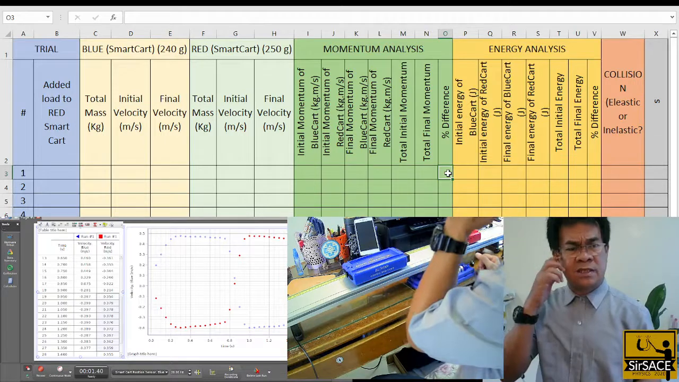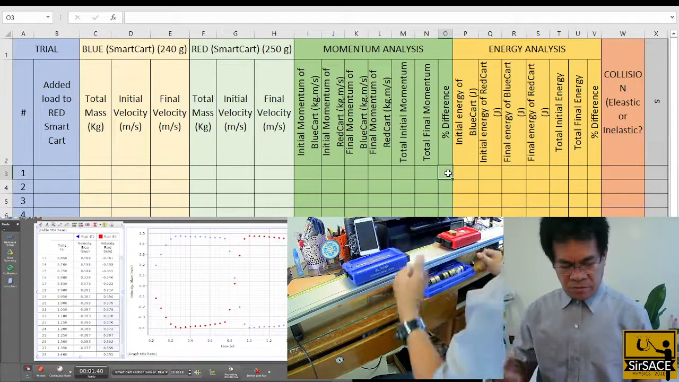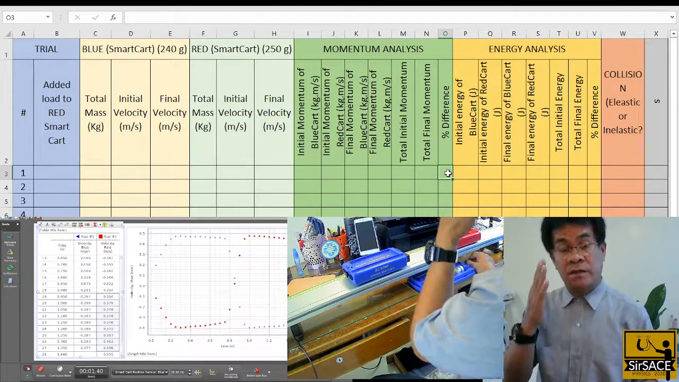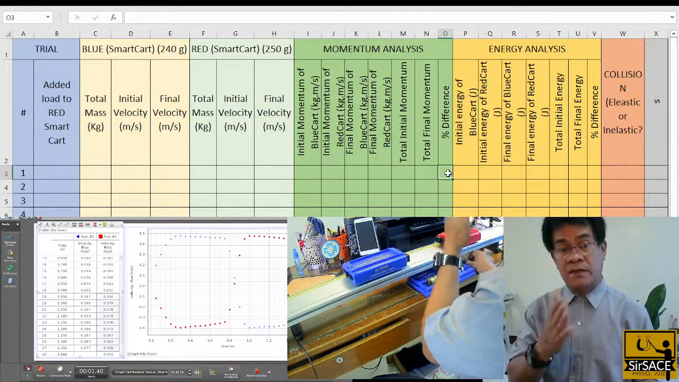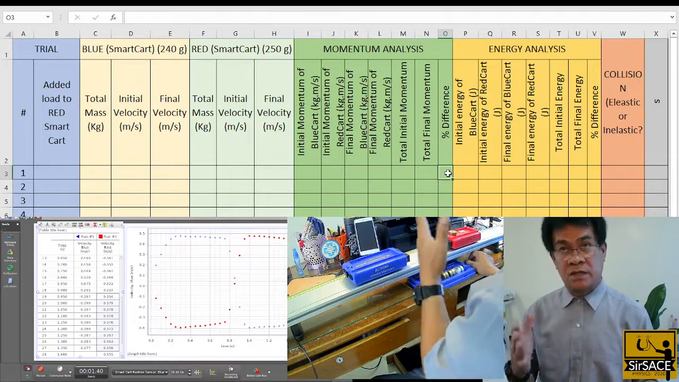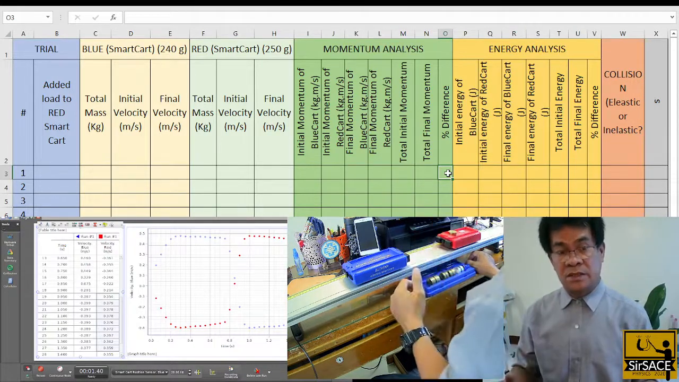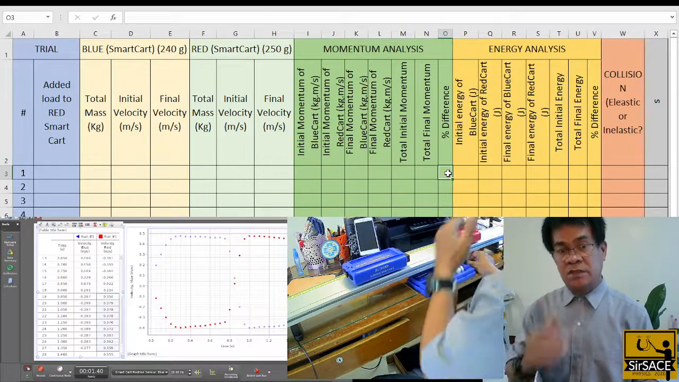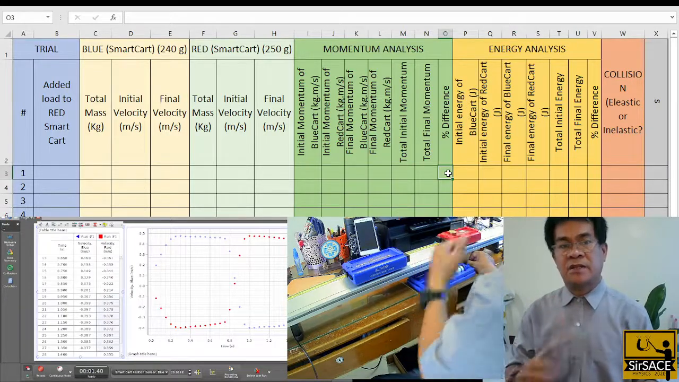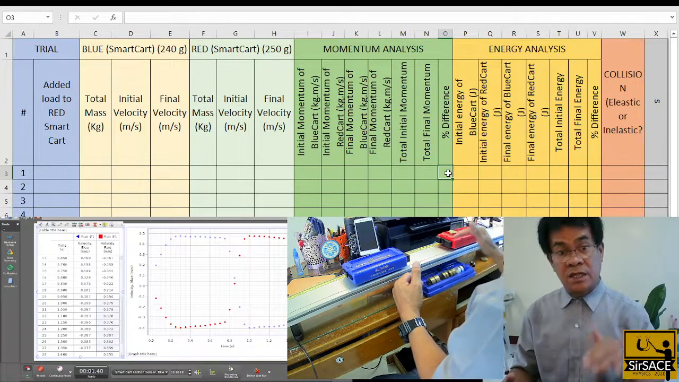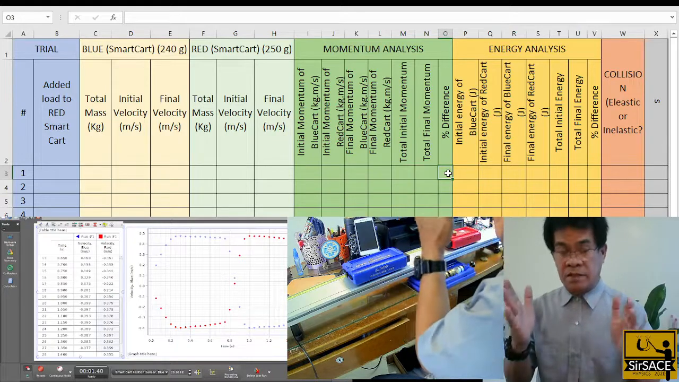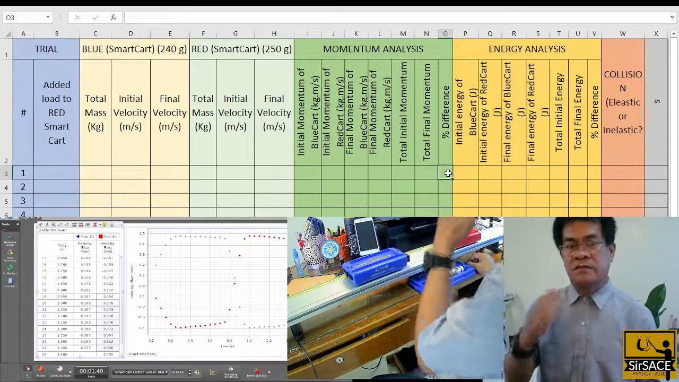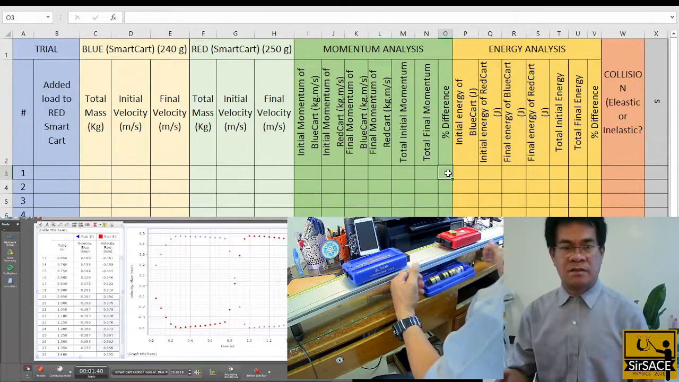This is just like the percent error, but in this case we are looking for the percentage of the final momentum away from the initial. So actually our initial will be our reference. So the total initial momentum subtracted by the total final momentum, divided by the total initial momentum, then multiplied by 100%, and that will be the percent difference of the collision.